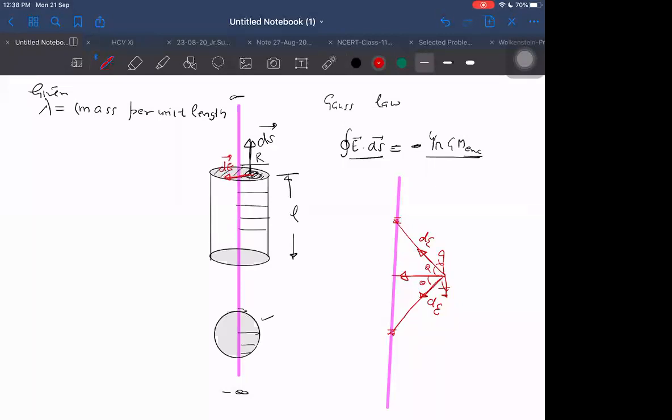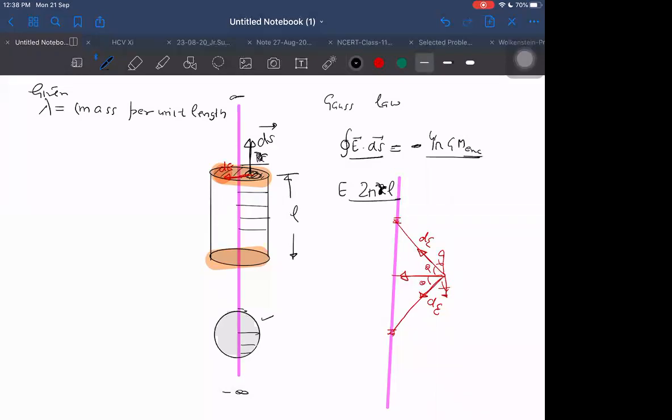So therefore, for the surface of a disk here, it is 0. For the surface of a disk below also, 0. Only the remaining curved surface contributes. 0 here, 0 here, only the curved surface remains. So due to the curved surface, it is simple now to do the integration. E is constant, so taking it out, it is E into 2 pi rL, where R is the small r here.